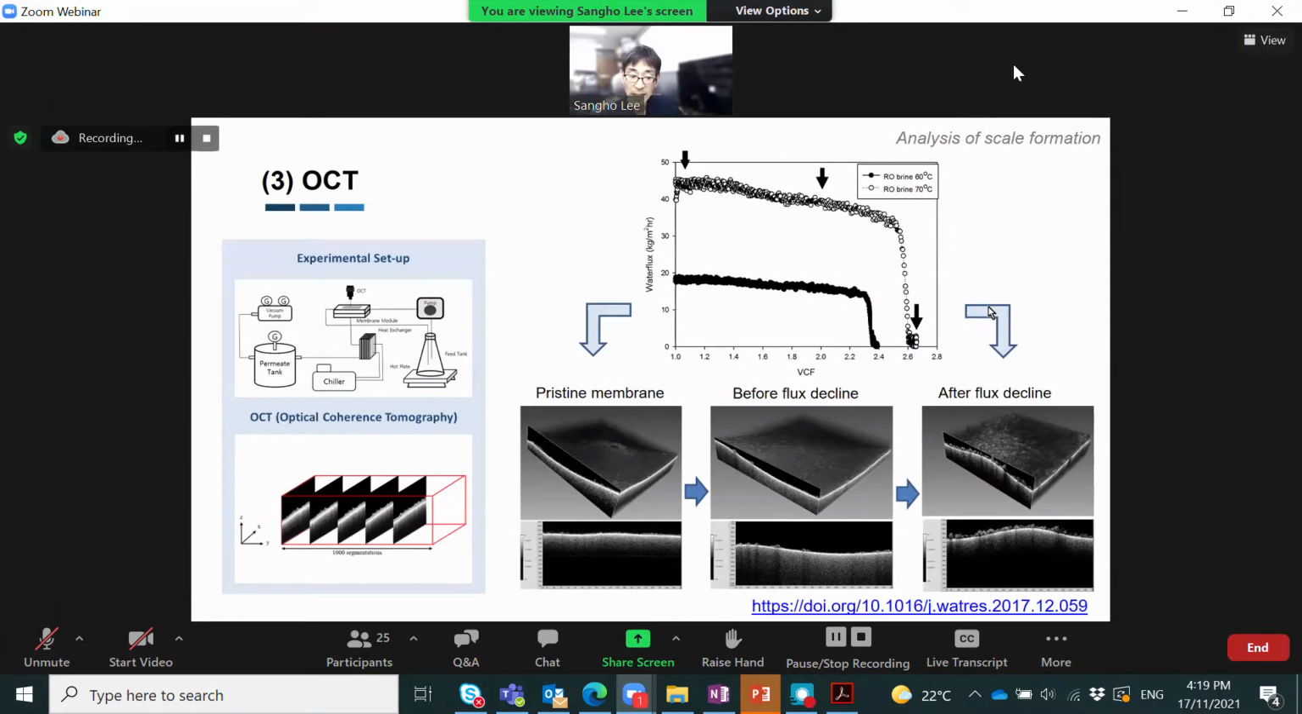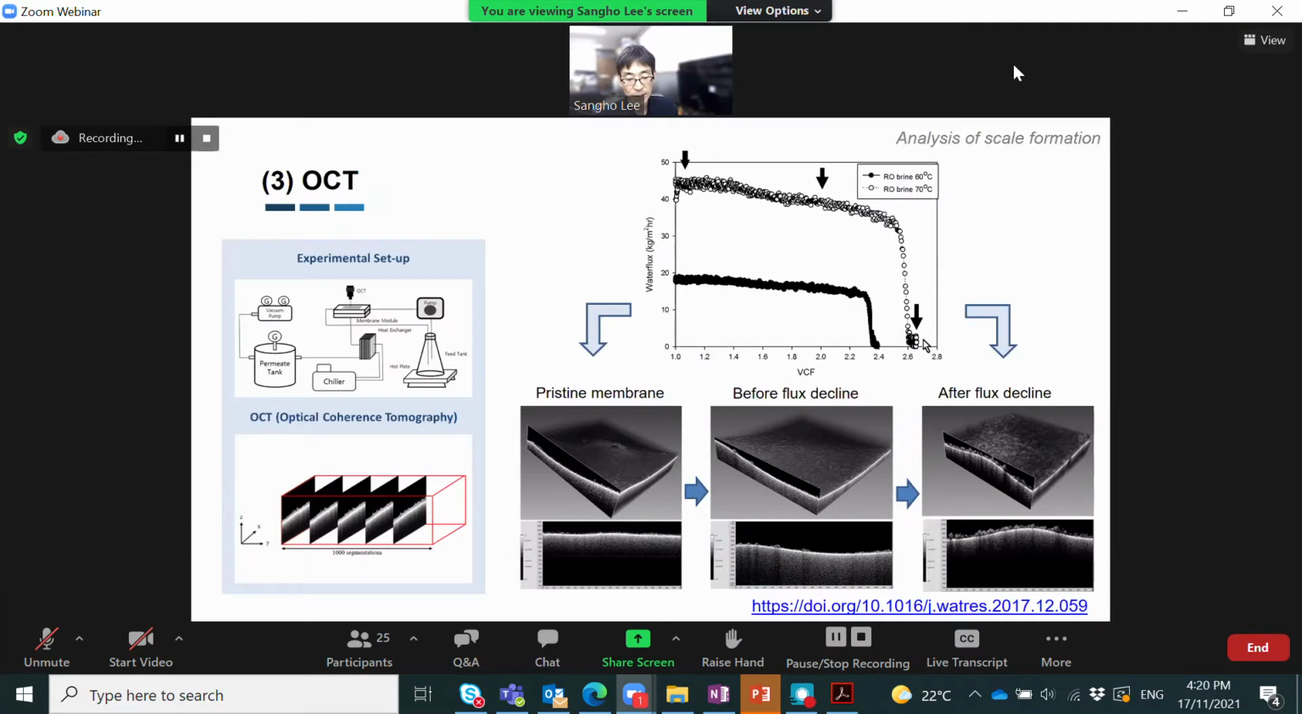OCT is a new technique, and this is one of the examples that allow us to see what's going on during the MD operation. In this case, we use the OCT device, and we monitor the membrane modules. Before the experiments, we see that the membrane is very clean. In the middle of the process, where the flux is still very high, we only see a couple of tiny scales on the membrane surface.